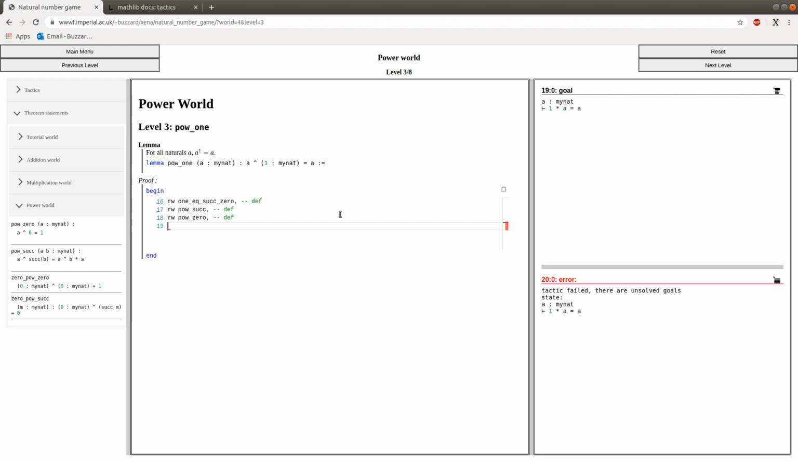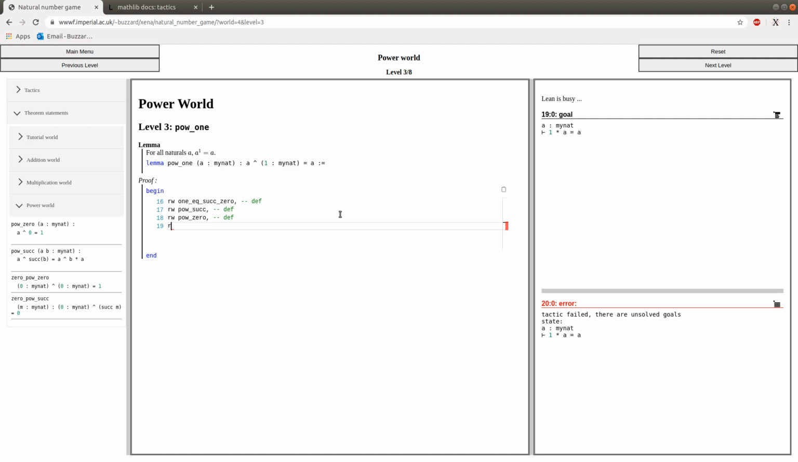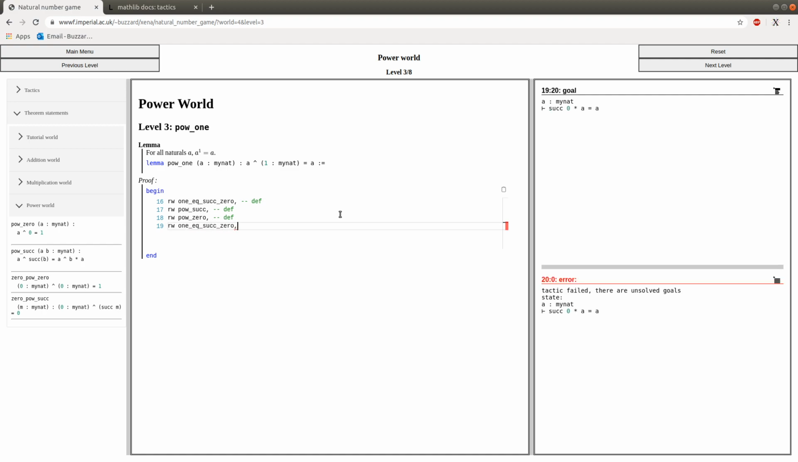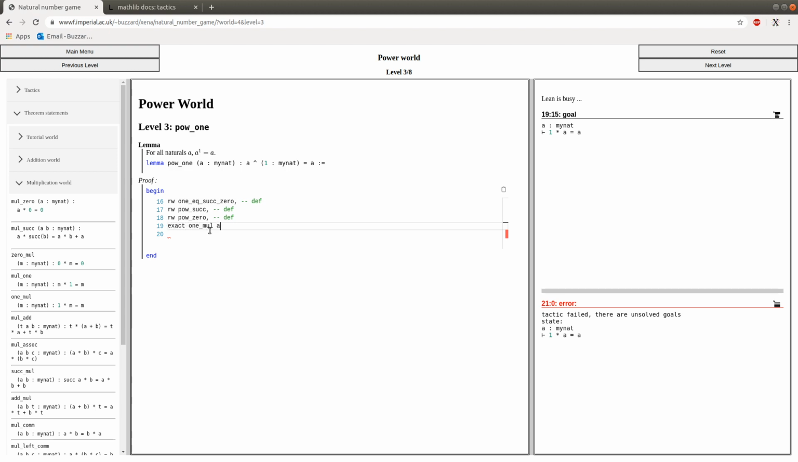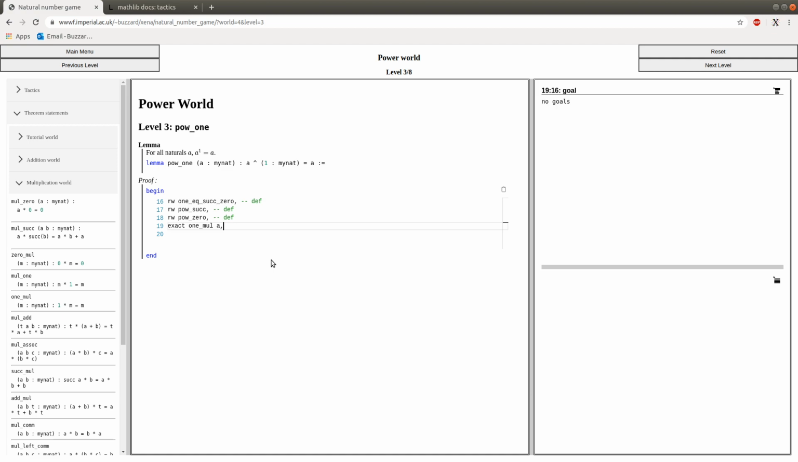Ah! It's 1 mul. Do we have that? Rewrite 1. I suppose we could keep going. Rewrite 1 is succ 0. Let's keep going. There. And now what? I think mul succ is the thing that's true by definition. Yeah, I've run out of steam now. Do we have this lemma? Do we have one mul? Did I cunningly prove it? Yeah, one mul we have. So this is exact one mul A. That should prove that. It does.